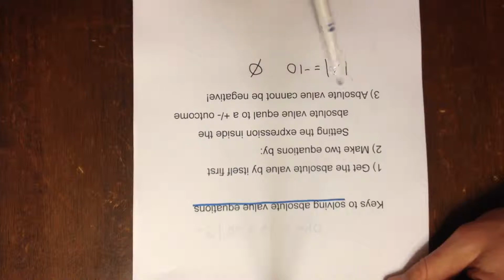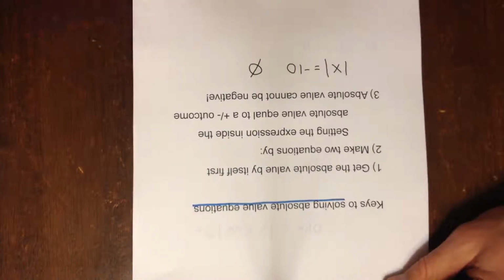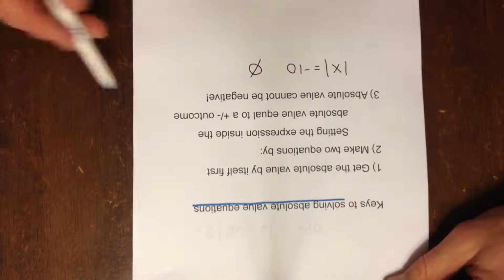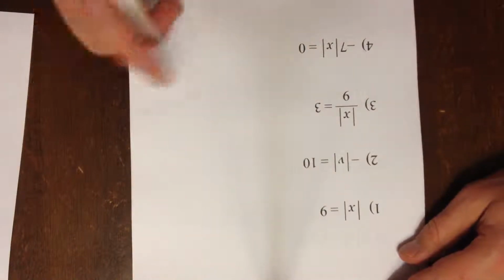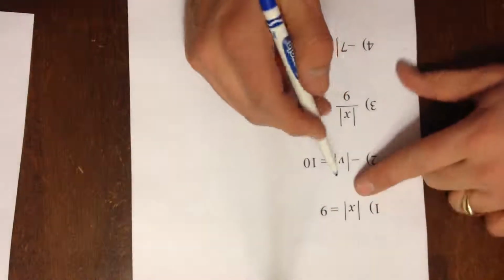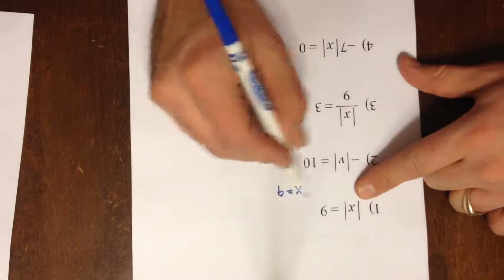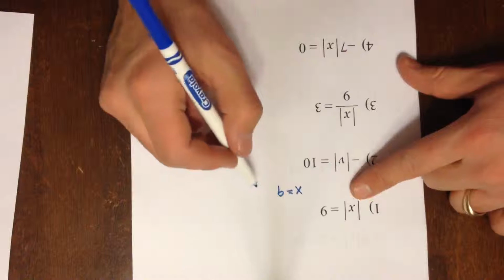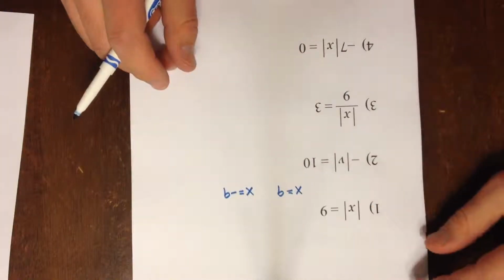Okay, and then absolute value cannot be negative. You always got to keep that in the back of your head. So if you ever come across this, the absolute value equals a negative, that's impossible. So here you go. I'm not going to do every single problem that's shown here, but for example, you can just think about this one. Obviously x equals 9 works. 9 is equal to 9, and also the absolute value of negative 9 is also 9.